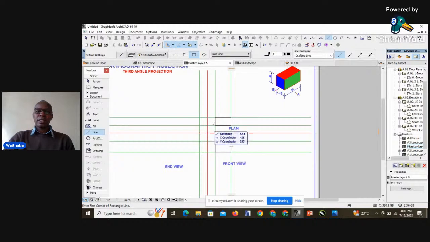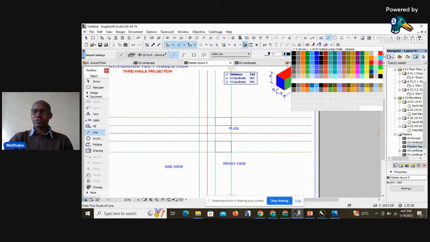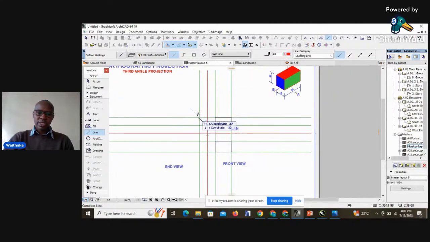What remains now is to generate the end view. As we generate the end view, we will still require a reflector line in this quadrant, so that we are able to reference the plan with the reflector line and get the end view. So I'll just draw a reflector line at an angle of 45. We just use red so that you're able to follow. That's an angle of 45 degrees.